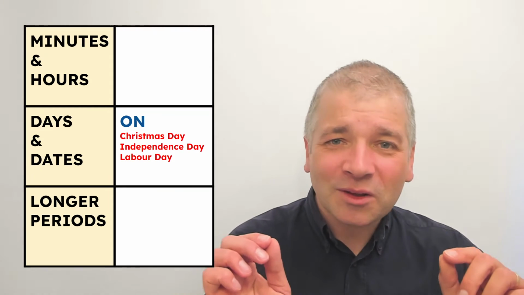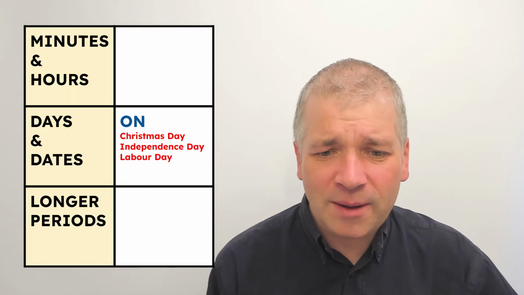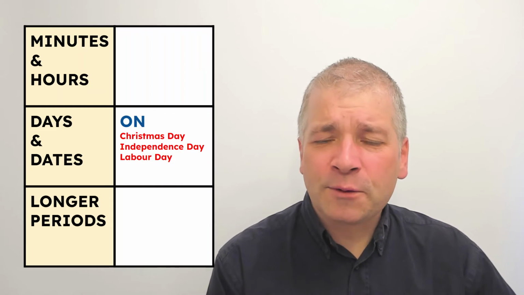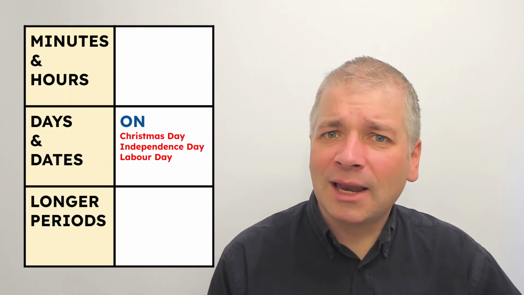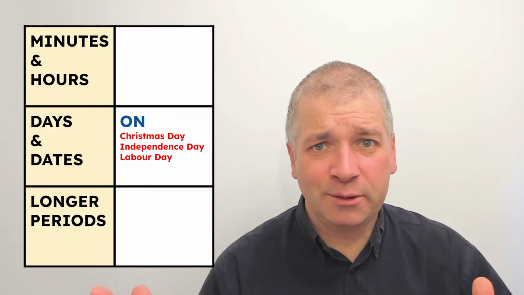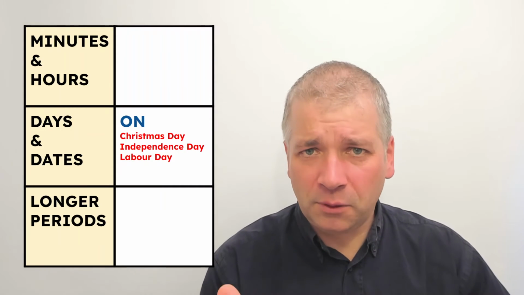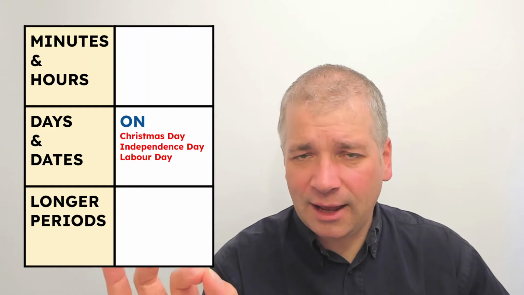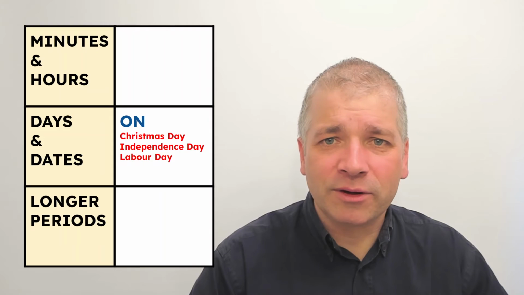Let's move on to, literally, the word on. So on typically is used with days and dates. On Monday, on the 5th of July. We can also use on with specific days within a festival. On Christmas Day, on Independence Day, on Labour Day. Remember, at was used for festival periods, but on is used for a day within the festival period. So two different uses there. At for the festival period, on for a day within the festival period.